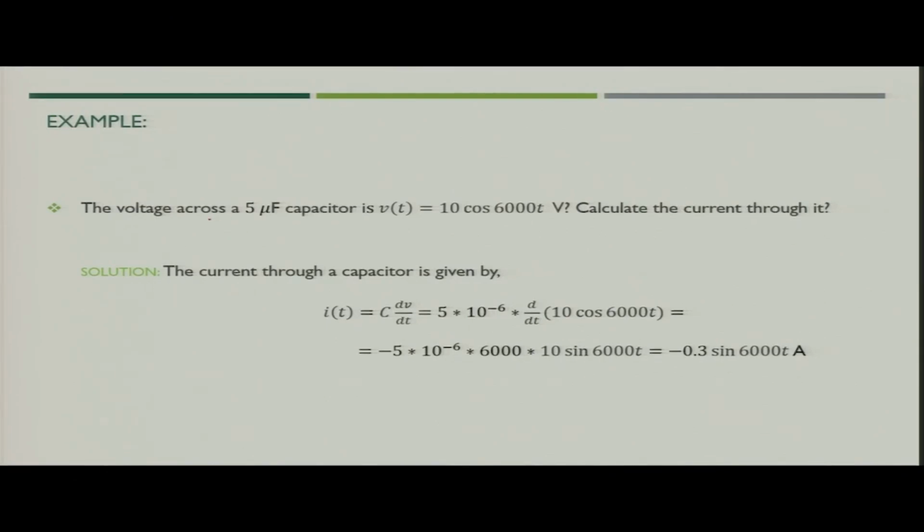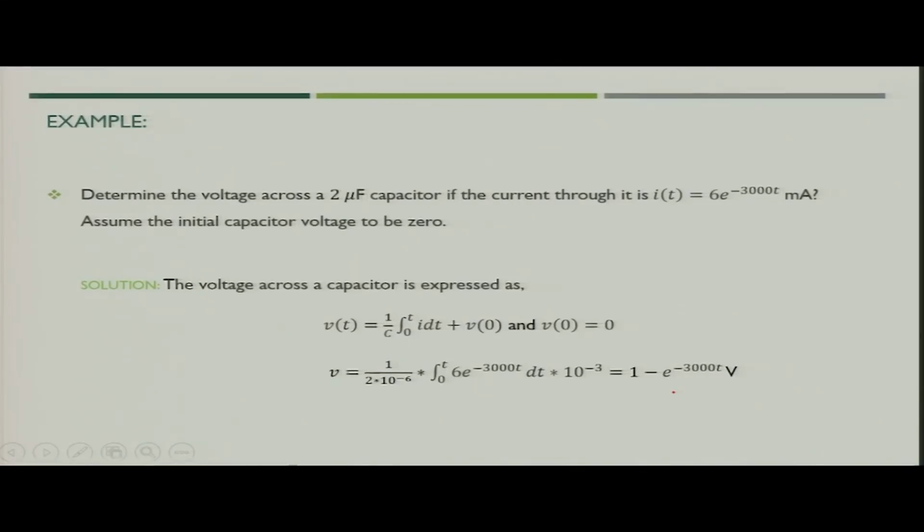Now, if the voltage across a 5 microfarad capacitor is sinusoidal, that is v(t) is equal to 10 cos 6000t volt, how will you calculate the current passing through it? You have to use the formula i(t), that is nothing but C dV by dt. You differentiate V with respect to time and put the values, you will get the current as minus 0.3 sin 6000t ampere.